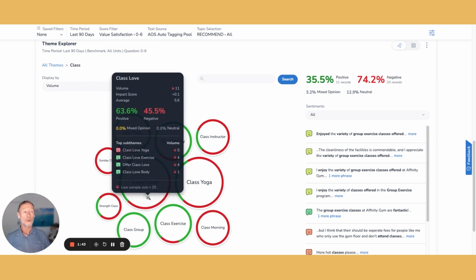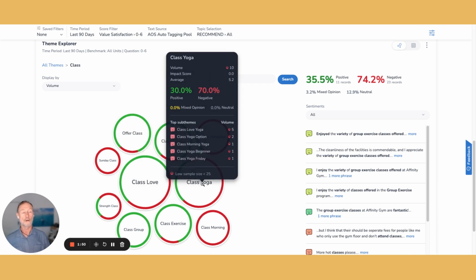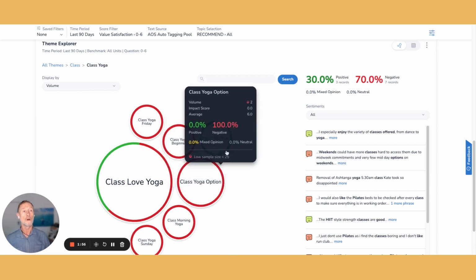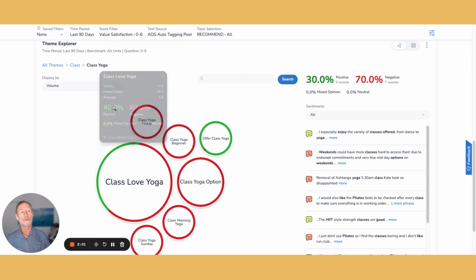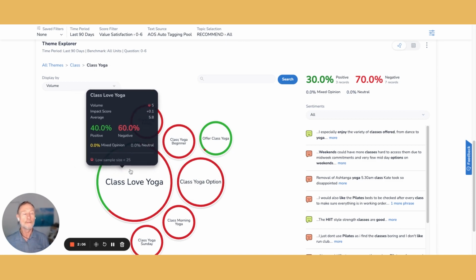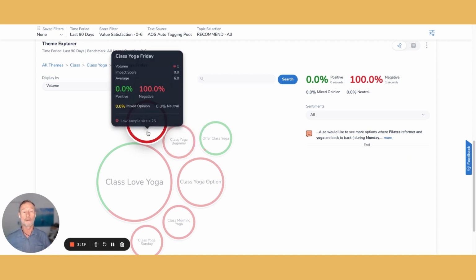And if we wanted to, again, go a little bit deeper, so we're diving a little bit more into that particular topic, which is, let's say, class yoga, for example. Class yoga, we can see that people are saying yoga option, yoga Friday, yoga beginner. Now, if yoga Friday was becoming a really big bubble, that's worth looking at. Should we think about putting a class on Friday? And you can actually click on that and go to the individual comments around that, but there's only one, okay? So it's not significant. So we're not going to put a class on because one person said, I want to do yoga class on Friday.